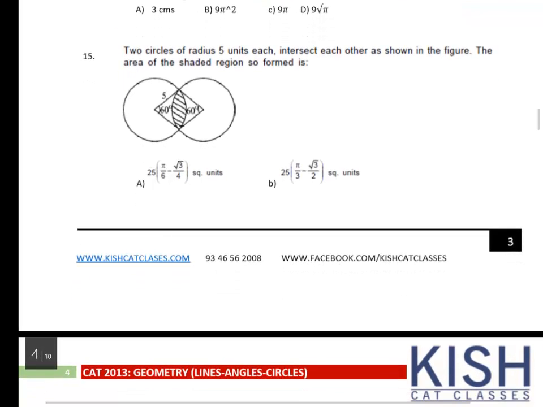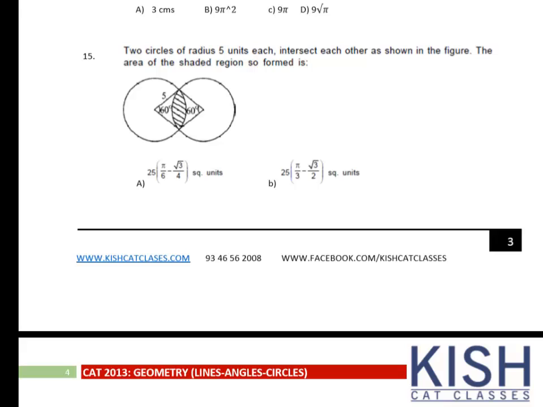Next one. Two circles of radius 5 units each intersect each other as shown in the figure. The area of the shaded region so formed is how much? So we need to find the area of the shaded region.